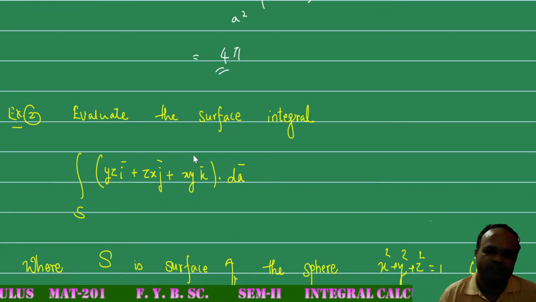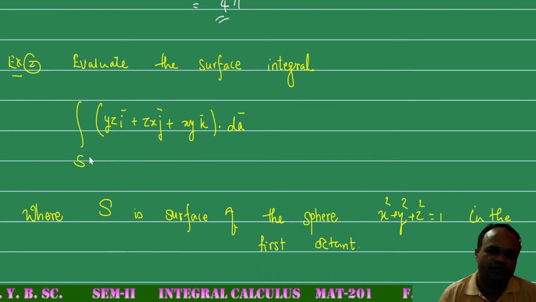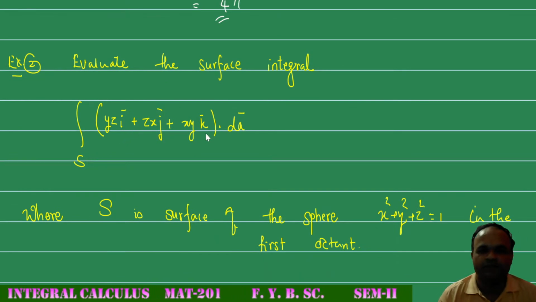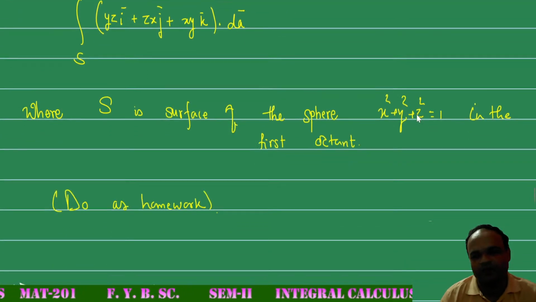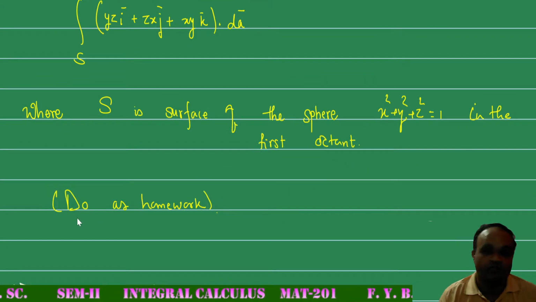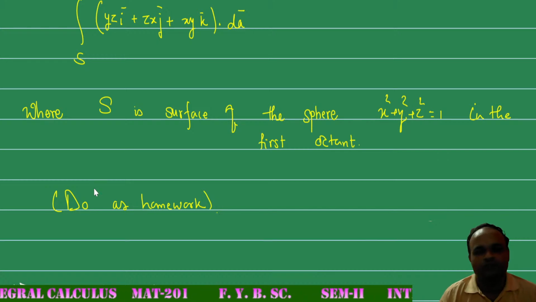Second example, evaluate the surface integral over S of yz i bar plus zx j bar plus xy k bar dot d A bar, where S is the surface of the sphere x square plus y square plus z square equal to 1 in the first octant. You can do this problem as homework.